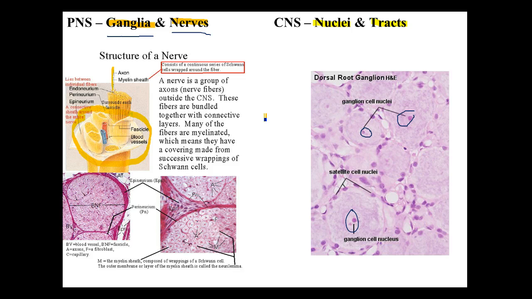So if you hear the term ganglia, you know that you're referring to the peripheral nervous system. If you hear the word nuclei, you're referring to the central nervous system. But both are describing bundles of cell bodies. If you hear the word tracts, you're referring to the central nervous system. If you hear the word nerves, you're referring to the peripheral nervous system. However, they're both referring to bundles of axons. So the terminology helps us distinguish the location in the body.